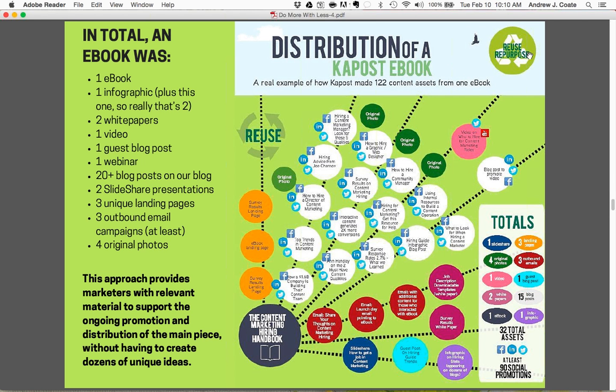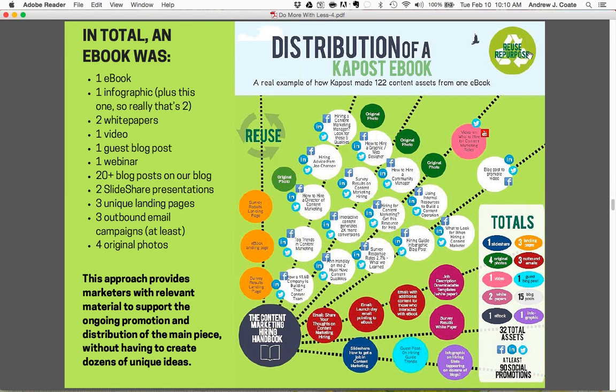And so the goal is to create high-quality, buyer-centric content. And just by creating that one big piece, you've already created a lot of smaller pieces, and you might not be aware of that. And that's what we're going to talk about for a bit here.